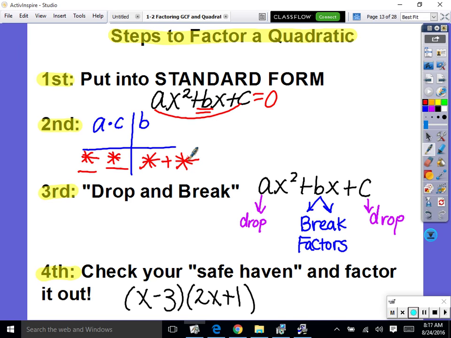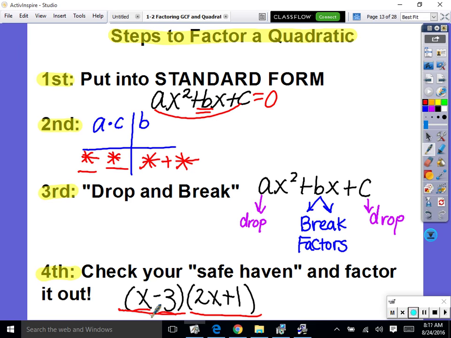So once you've checked your safe haven and made sure it's correct, then you'll factor the safe haven out, and then you'll check it to make sure it's right. So it's going to end up looking something like this, for example. And that's two binomials being multiplied. Binomial means has two terms.